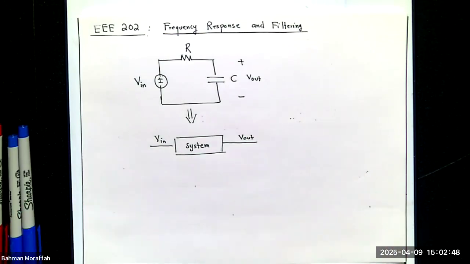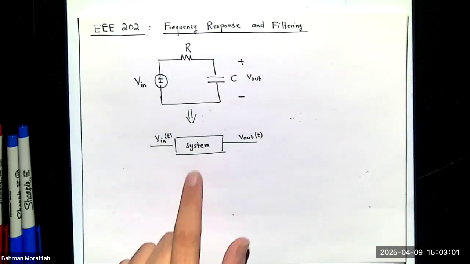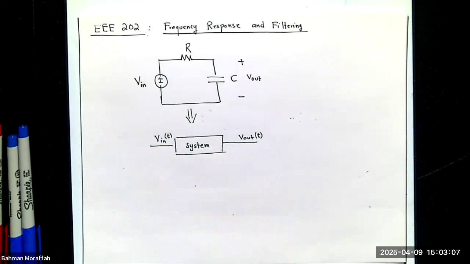And this relationship between the input and output is described by this system, right? The question is, can I find any representation for this system? Or in other words, as soon as I change my input, given this system, can we find the output? The answer is no. In general, we cannot do this.